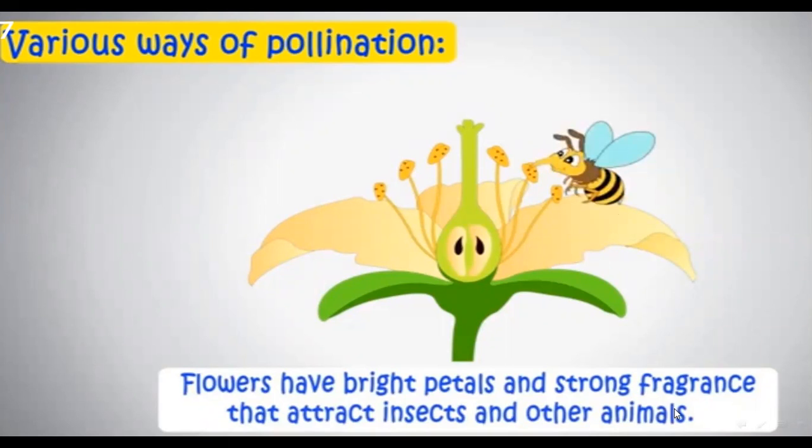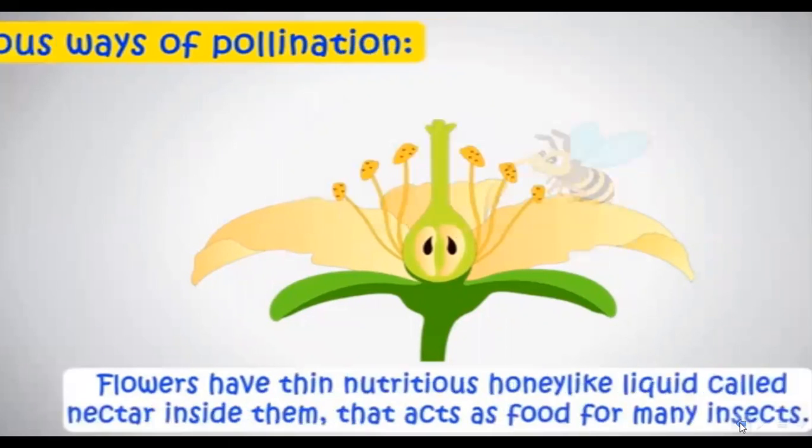Why are the insects attracted towards the flower? Because flowers have a thin, nutritious, honey-like liquid called nectar inside them that acts as food for many insects. So that's why insects and bees are attracted towards the flower.